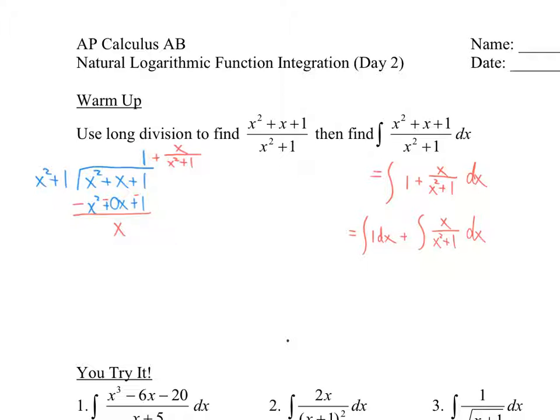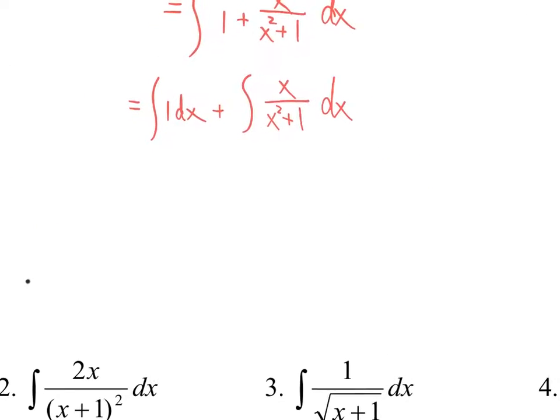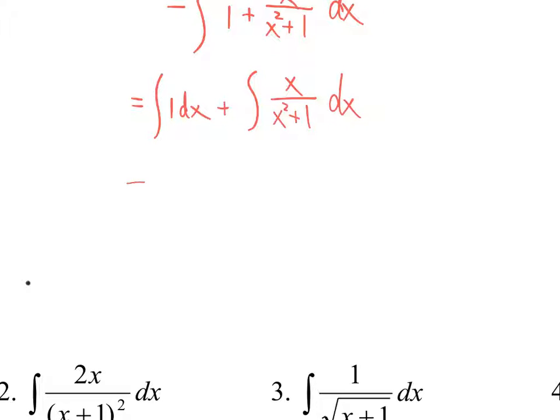Does everyone understand what I've done so far here? Okay. If you have a rational function and you can't do u substitution, this is what you need to try to do. See if you can divide it out and get something where you can use our rules for integration. So now that you have this, the integral of 1 dx is just x.